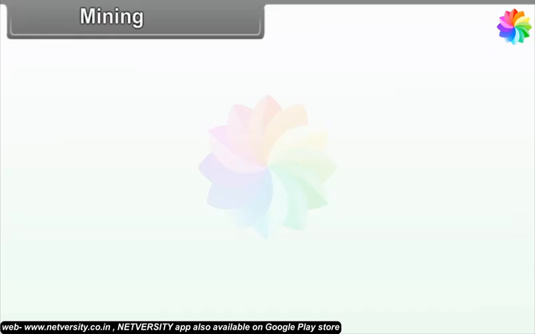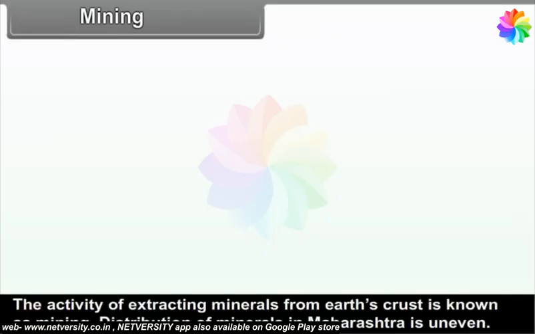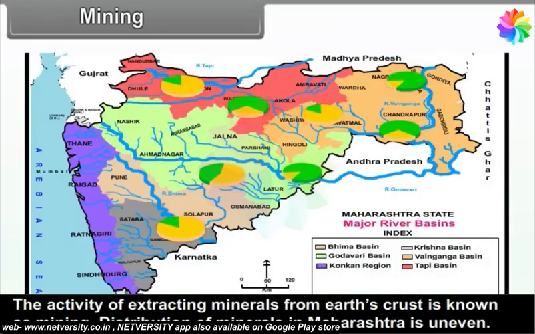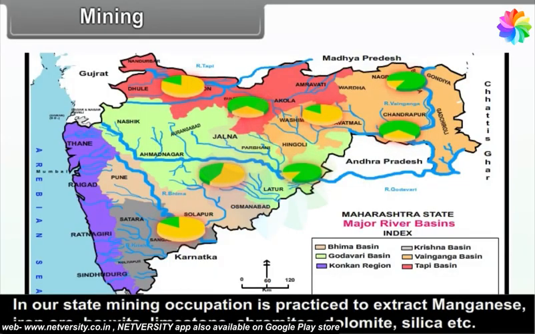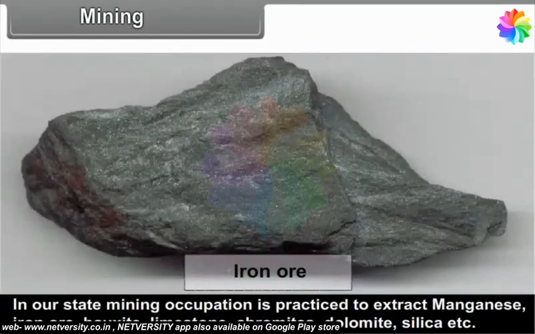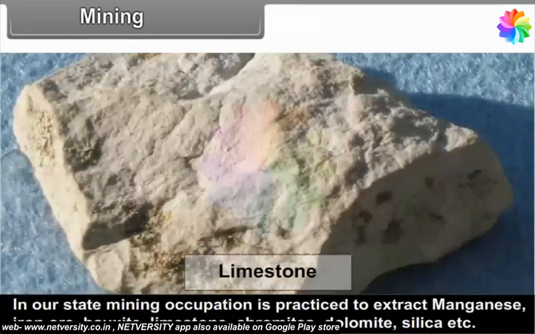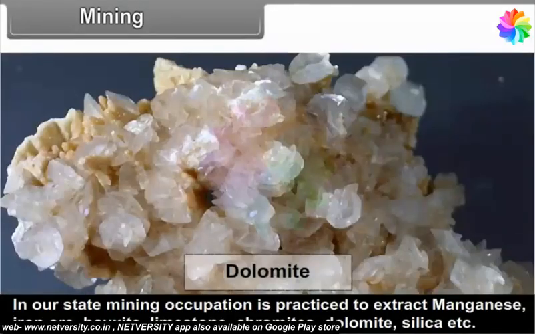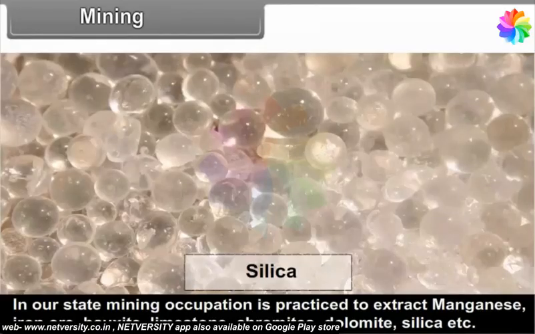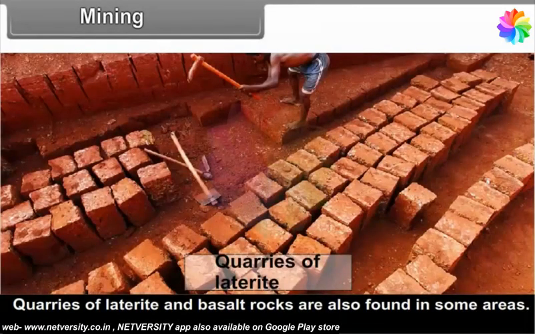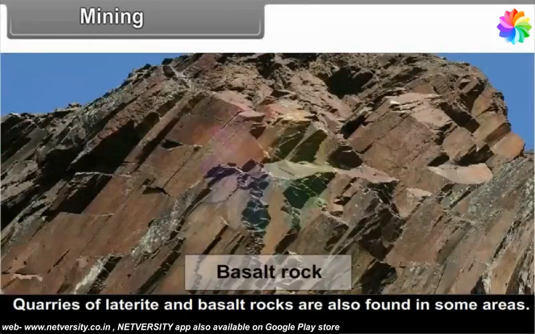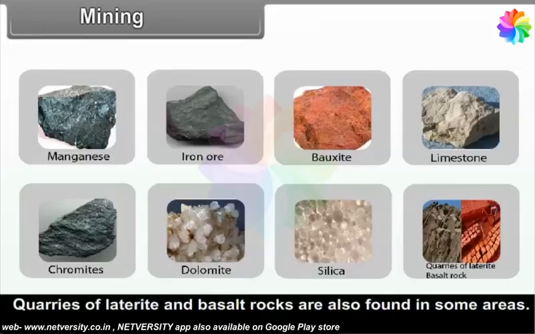Number 6. Mining. The activity of extracting minerals from Earth's crust is known as mining. Distribution of minerals in Maharashtra is uneven. In our state, mining occupation is practiced to extract manganese, iron ore, bauxite, limestone, chromites, dolomite, silica, etc. Quarries of laterite and basalt rocks are also found in some areas.